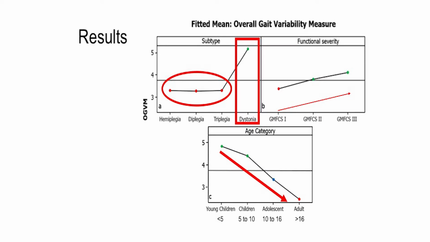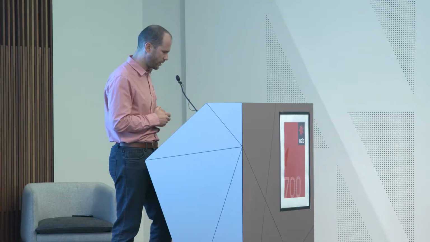We also find a decrease in gait variability with age categories. We found a moderate effect of GMFCS level with increased variability of gait with increased GMFCS level. But the biggest, the most striking effect was CP subtype. As you can see, the 3 spastic subtypes were pretty much the same in terms of gait variability, but the dystonia subtype was markedly different and markedly increased. So we thought we were on the right path.